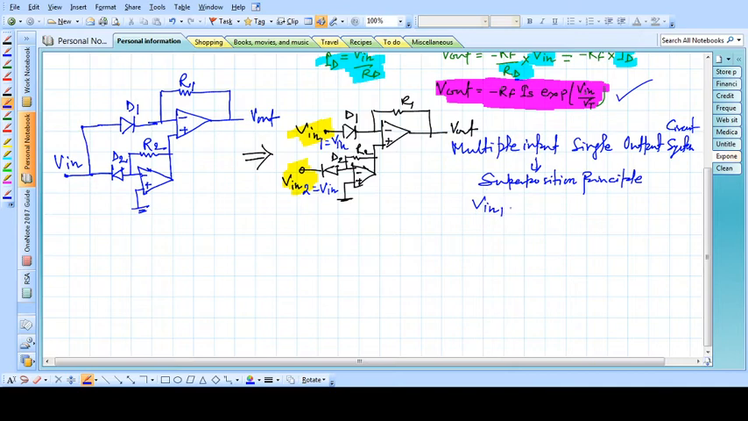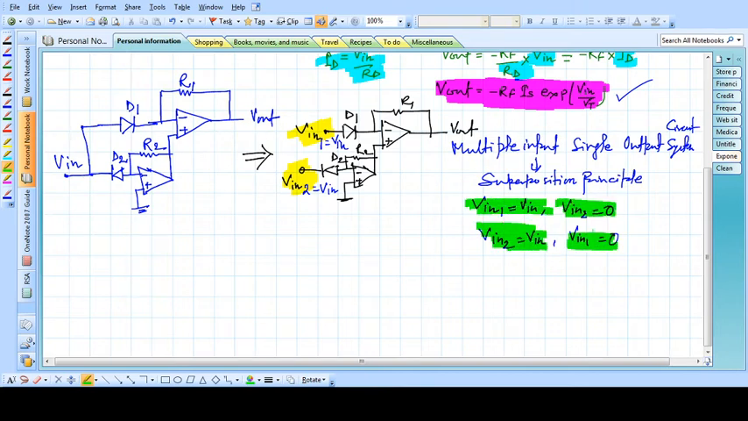So in the first case V in 1 equals to V in, and we have to take V in 2, that is we have to take it ground 0. In the second case we have to make V in 2 equals to V in, and V in 1 equals to 0. Okay, so is it clear? So this one is the concept for the superposition principle. Very simple funda is there. Okay, so after that first I have to select some colorful pen.